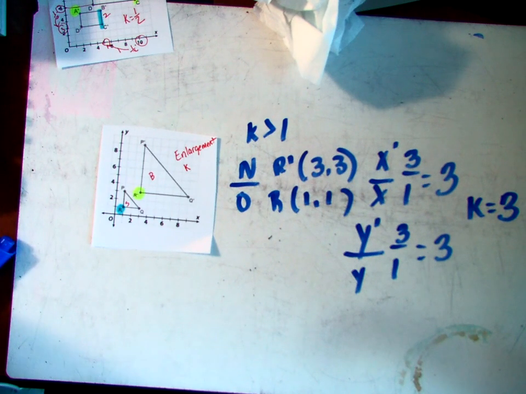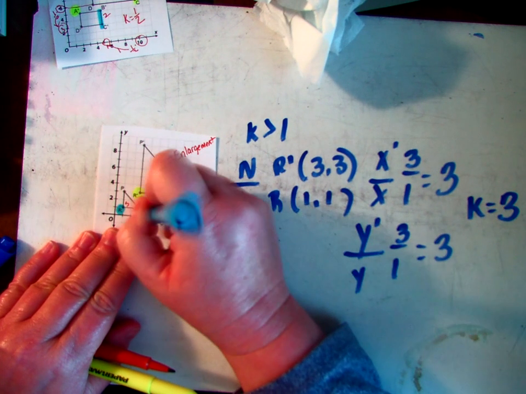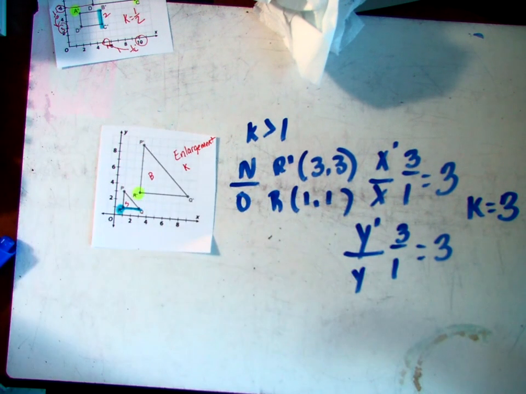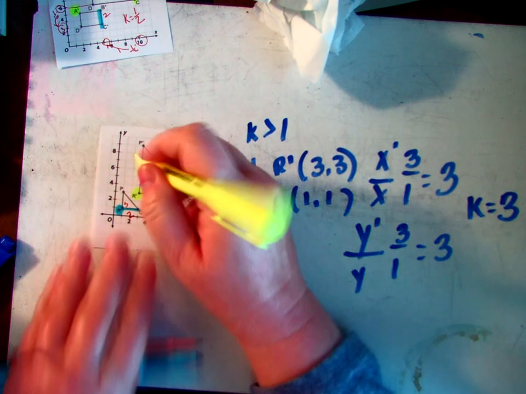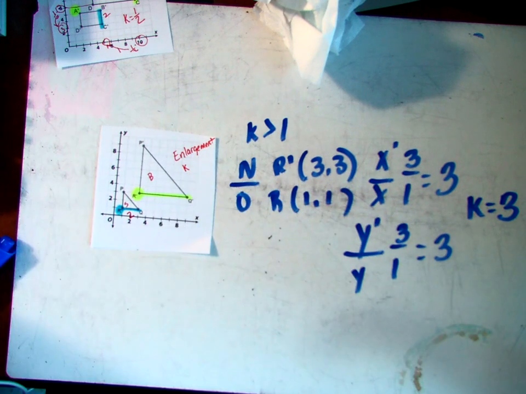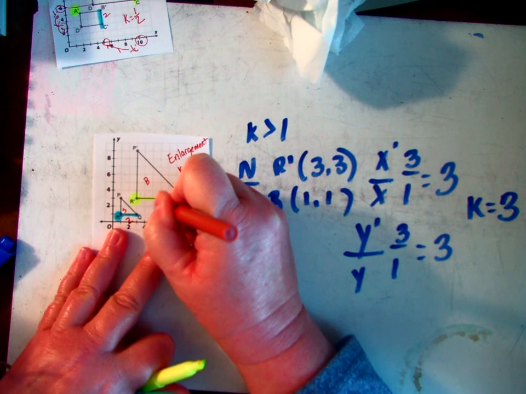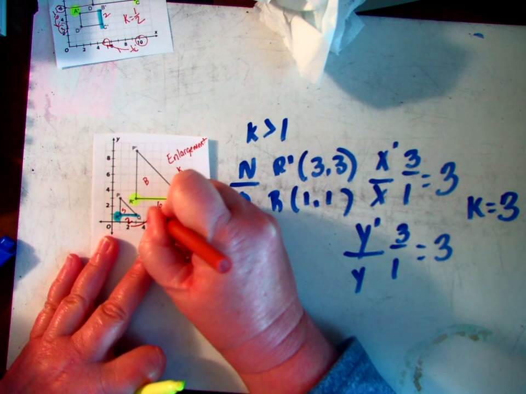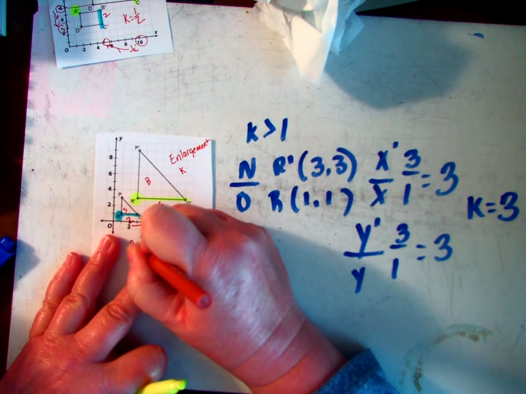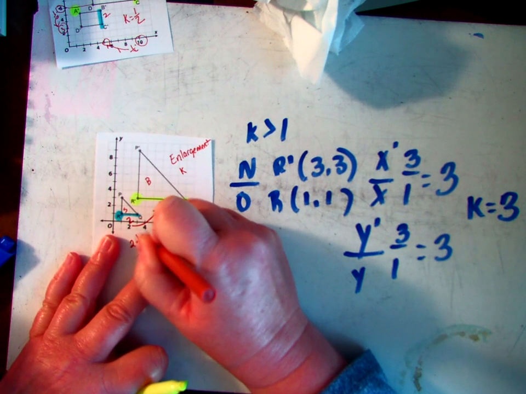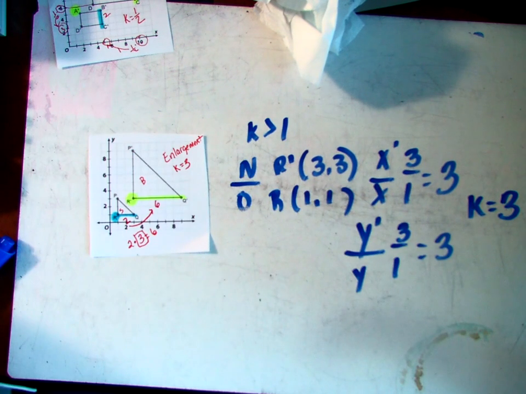If we want to do it with the side measurements, I can't use P to Q because I can't count that measurement. But I could use R to Q. R to Q on the original one is 2. R to Q prime on the new one is, let's count it, 1, 2, 3, 4, 5, 6. So think about this. What do I need to multiply 2 by to get to 6? What was our scale factor? 3. So 2 times 3 will equal 6. So my scale factor, again, is 3. So that's just another way to look at it.